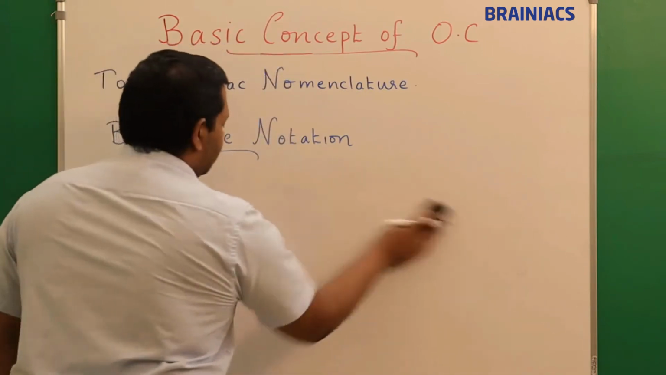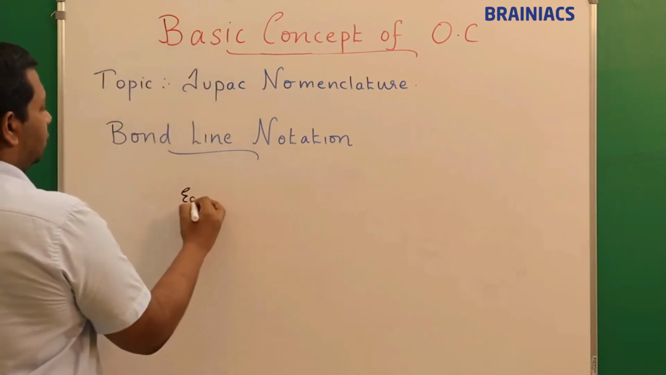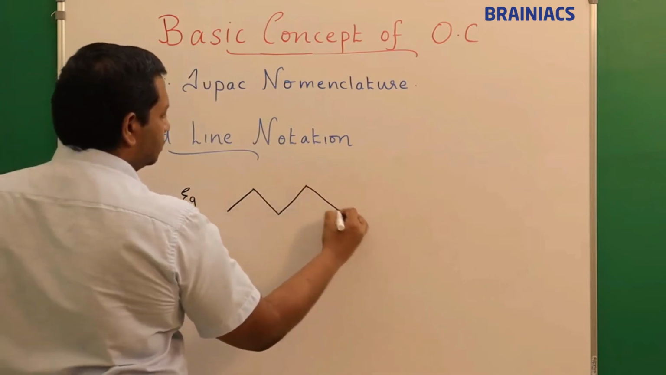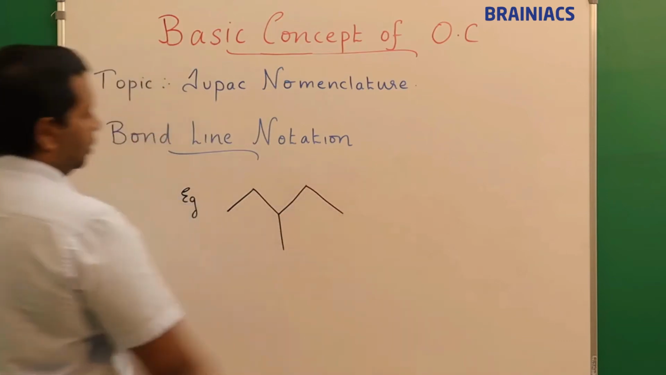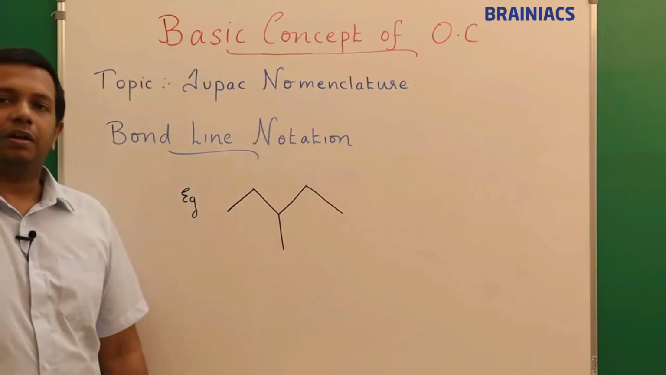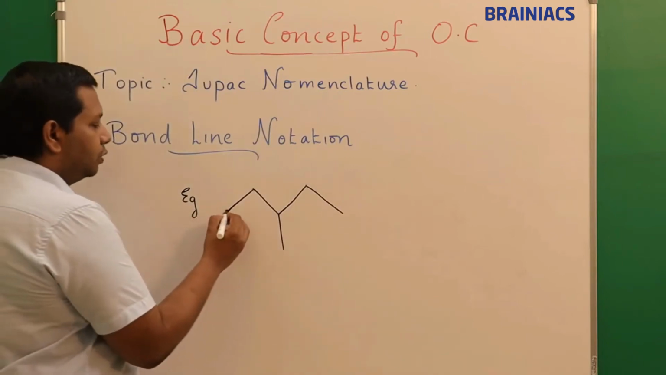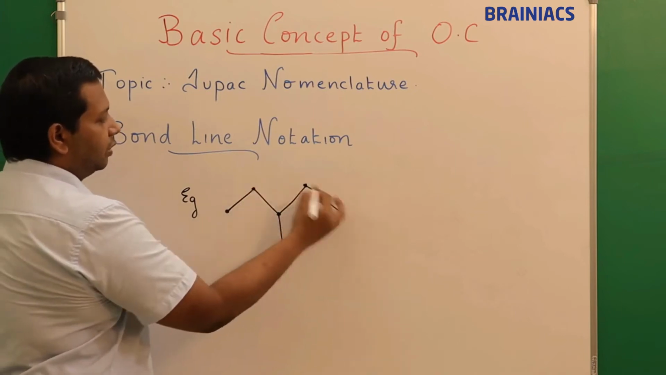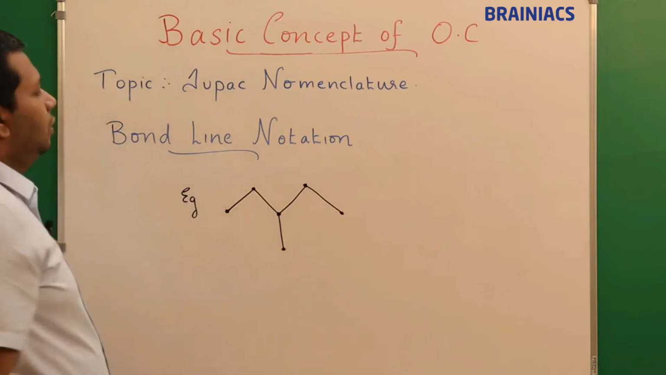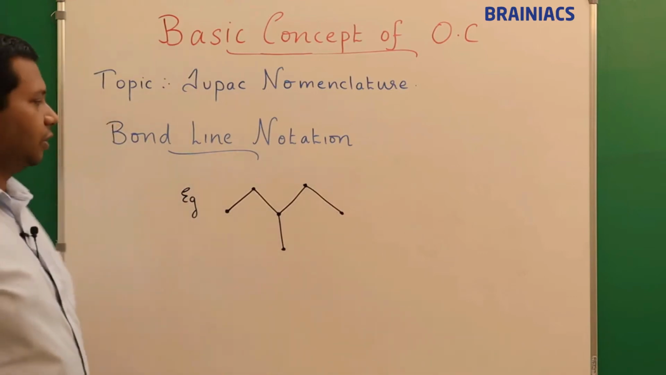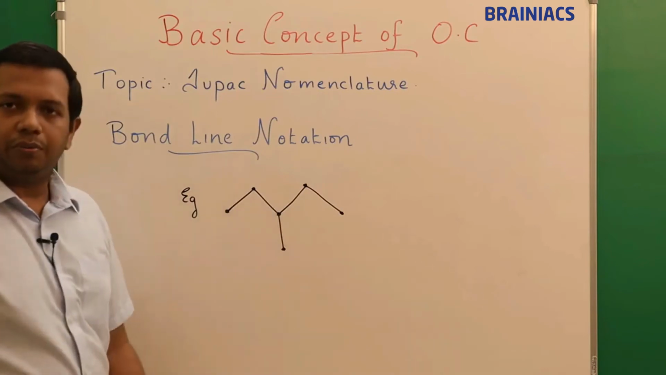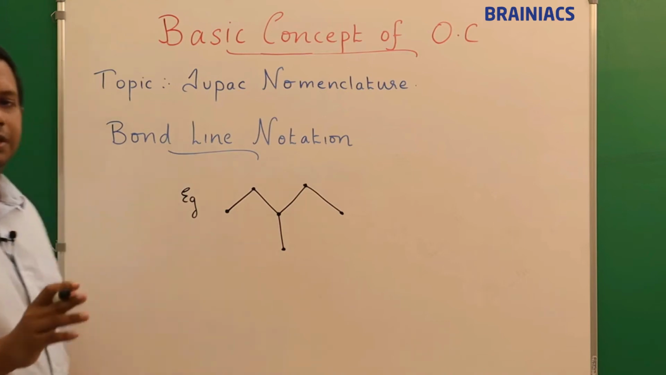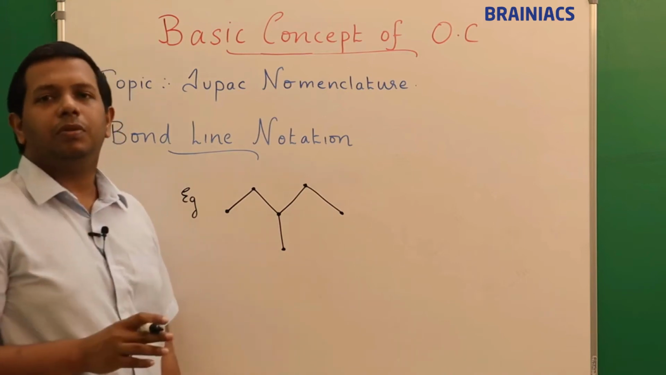Now, starting with a simple example. Can you name this compound? What is the name of this organic compound? Very simple. Again, as I told, put the hydrogens joined here, here, here, and so on. First of all, look for the functional group. Is there any functional group present here? No. Is there any multiple bond present here? No. Then we know that the parent carbon chain should be the longest continuous possible parent carbon chain.